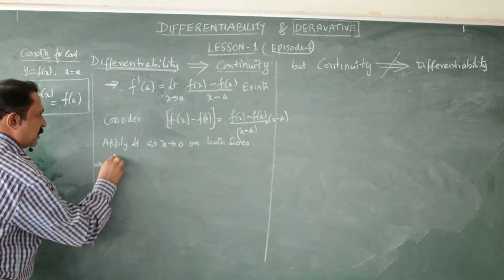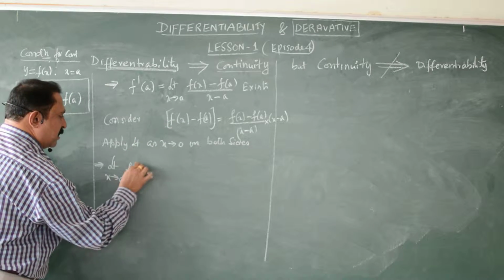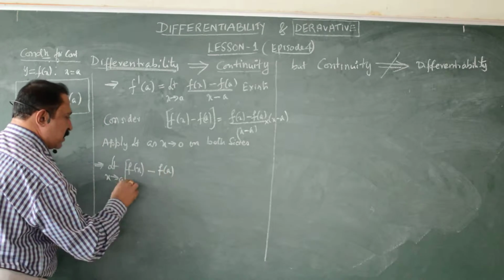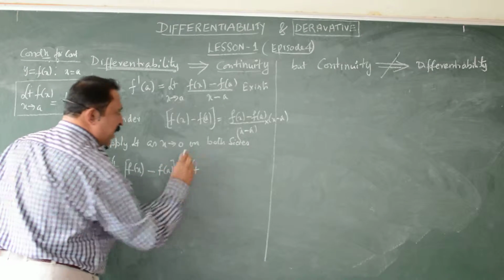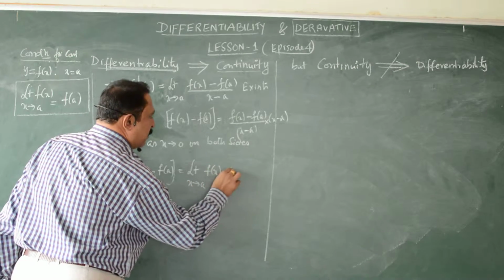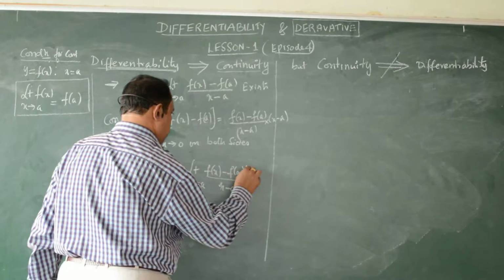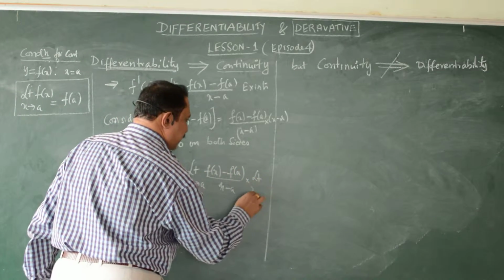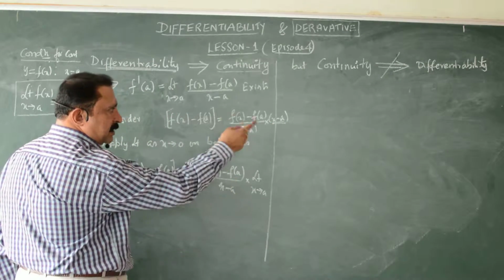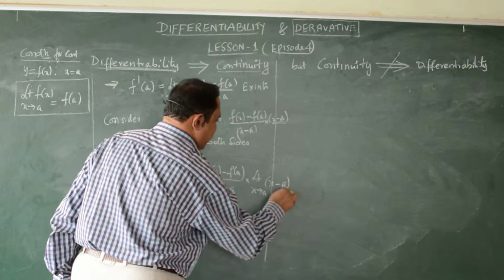So, this implies limit x tending to a, I am applying the limit on the left hand side, f of x minus f of a is equal to limit x tending to a of f of x minus f of a divided by x minus a, into limit x tending to a. See, there is one more function for which the limit has to be applied. I can separate the limits and apply it, limit x tending to a of x minus a.